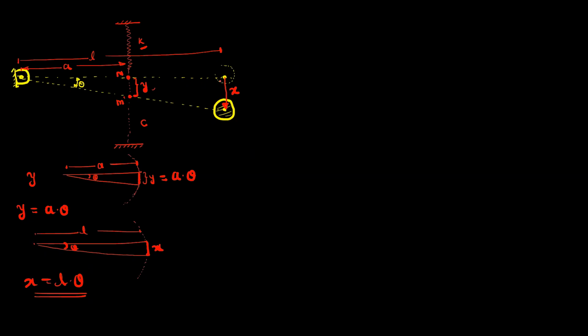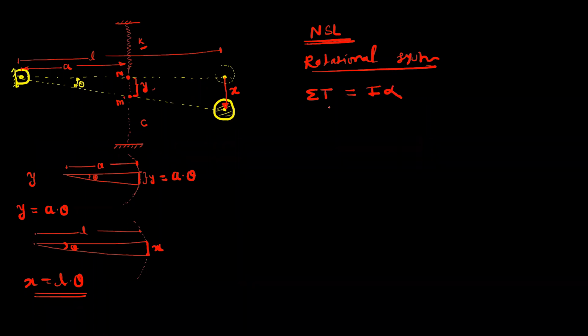After this, we should use Newton's second law. As this is a rotational system, our equation will be the summation of the external torques is equal to the inertia torque, I alpha. External torque means the torque because of the spring and damper, and inertia torque is because of the mass. First consider the left hand side, the external torques.